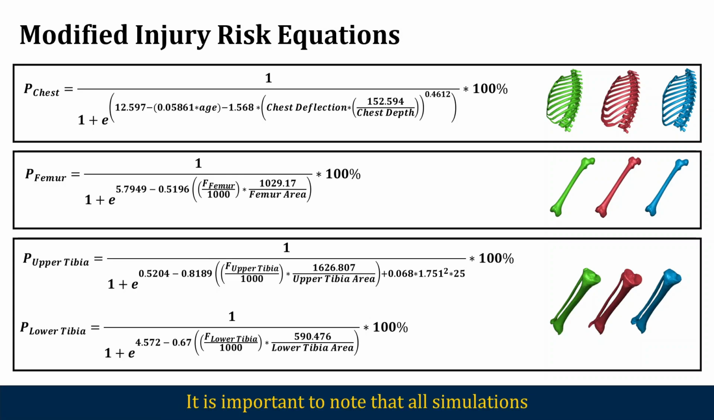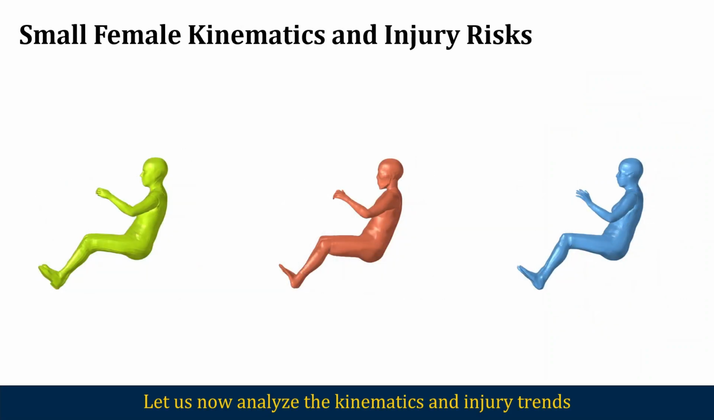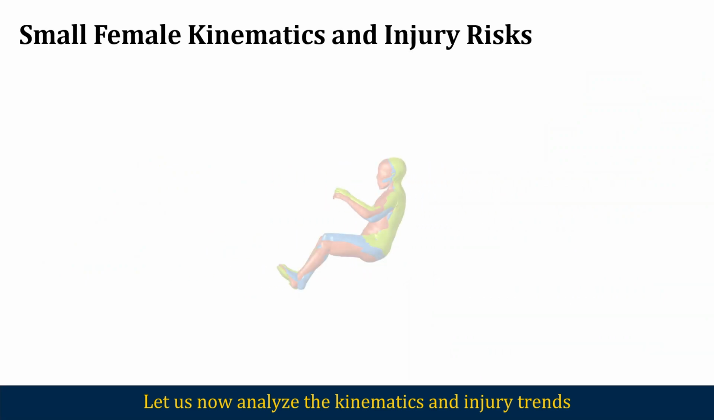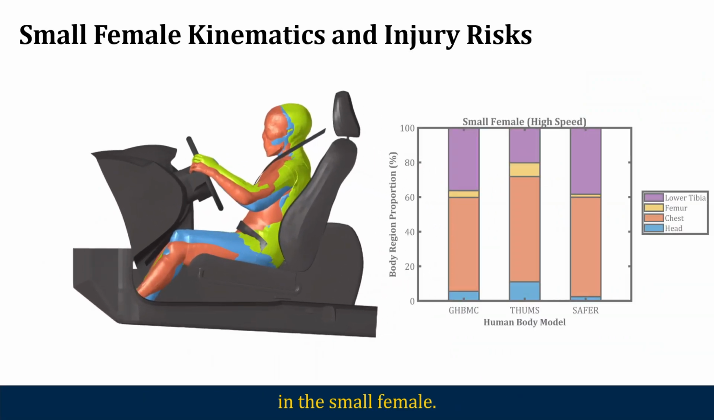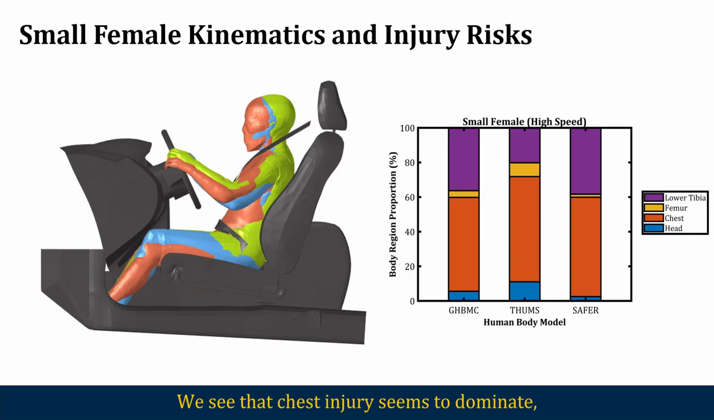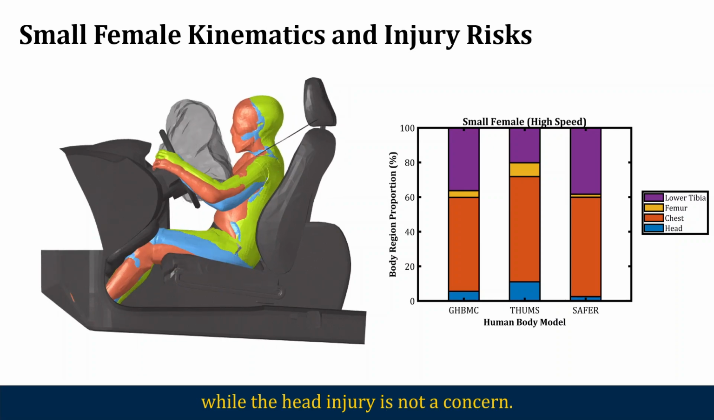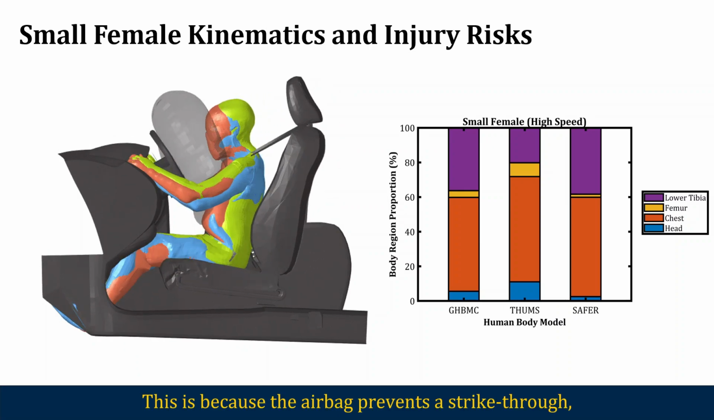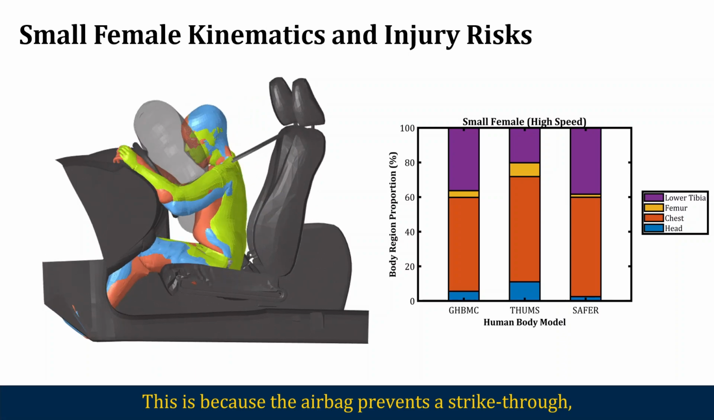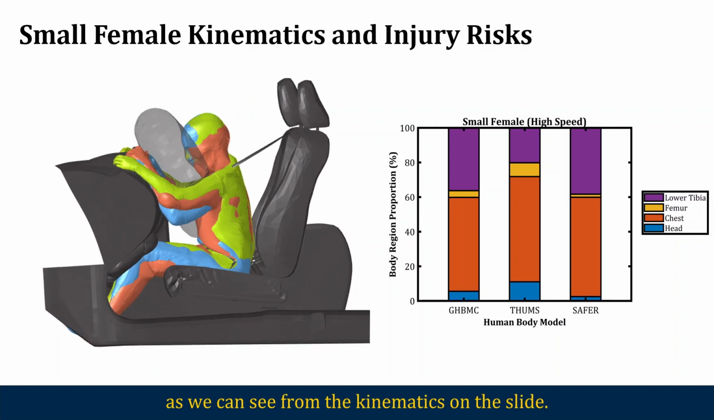It is important to note that all simulations are run under identical conditions with baseline restraint system. Let us now analyze the kinematics and injury trends in the small female. We see that chest injury seems to dominate while the head injury is not a concern. This is because the airbag prevents a strike through, as we can see from the kinematics on the slide.